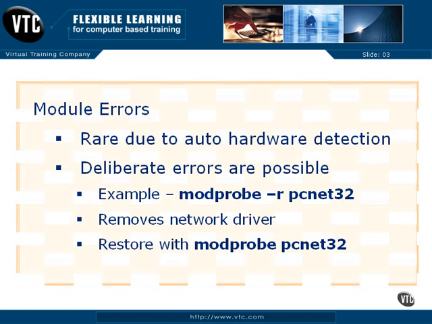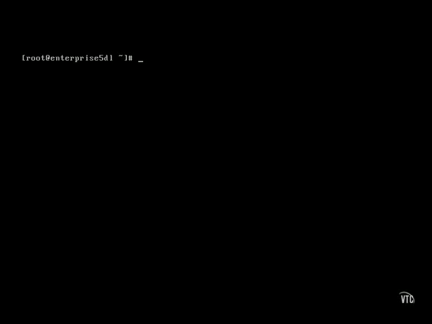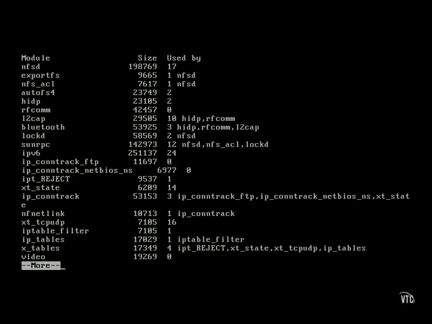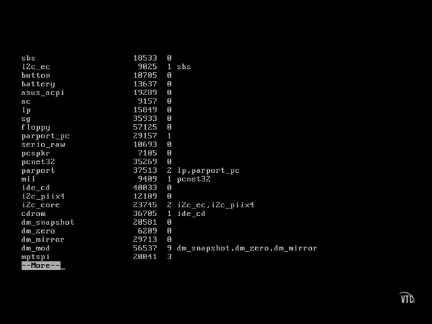Next, there are module errors. They're actually pretty rare because of the quality of hardware detection. It's now excellent on Linux. However, deliberate errors are certainly possible. For example, on this system, what would happen if the network module, in this case PCNet32, were no longer loaded?